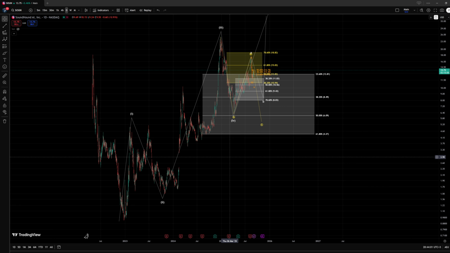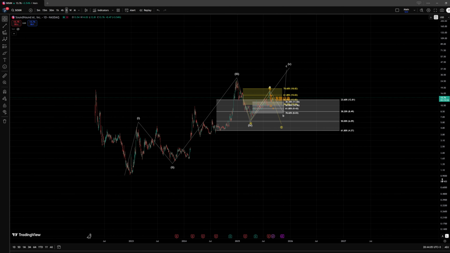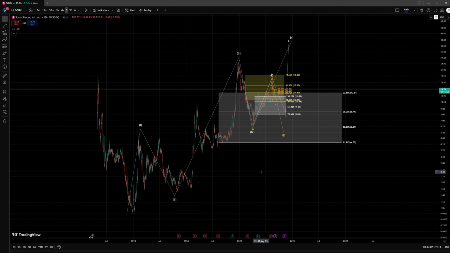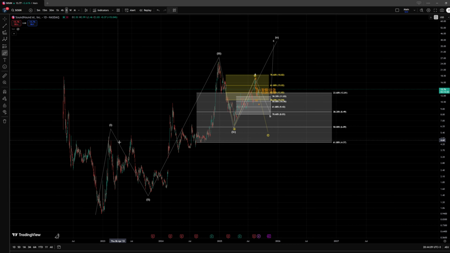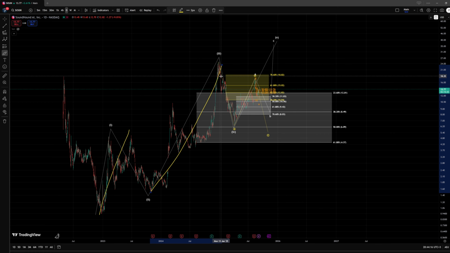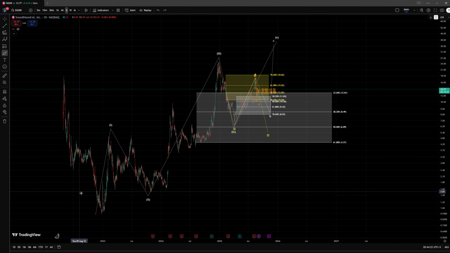In this video we are looking at SoundHound AI, and on this chart we have been tracking mostly a leading diagonal to the upside. Now it is possible to count these as motive waves in wave 1 and wave 3, but I much prefer the interpretation where this is a diagonal pattern. The structure makes much more sense that way.